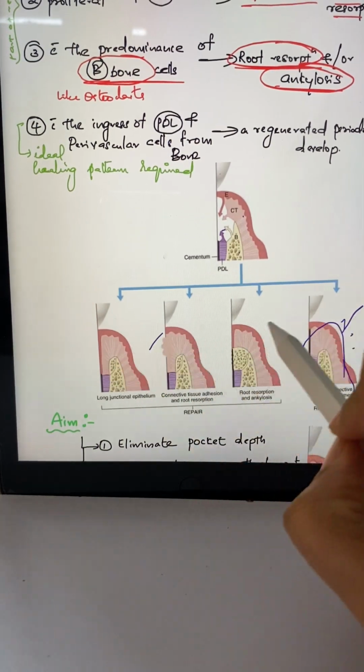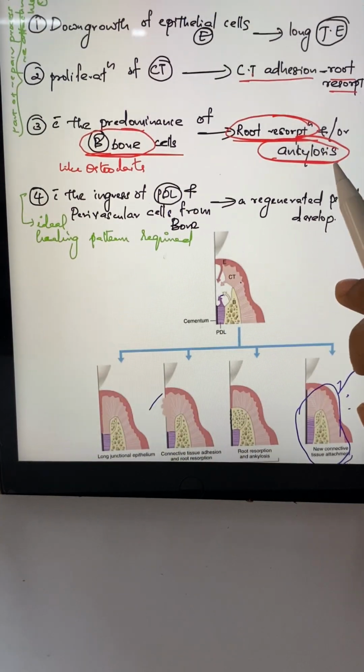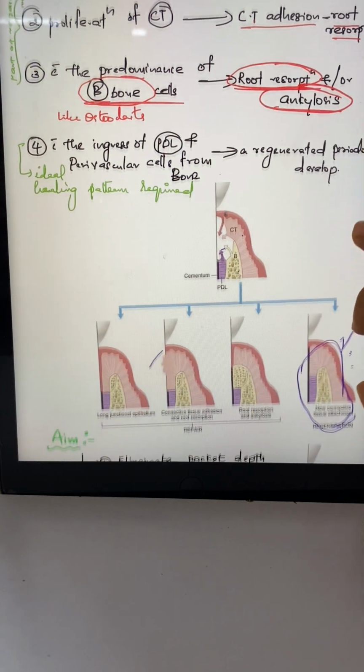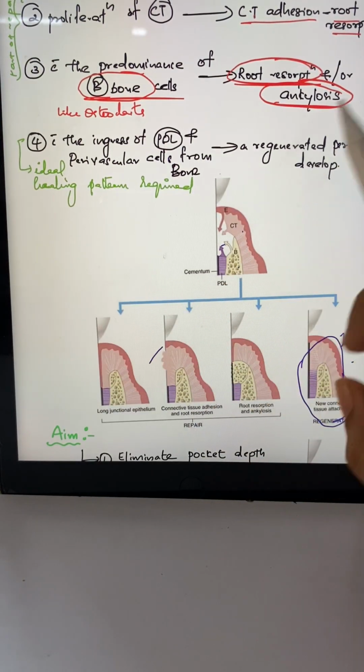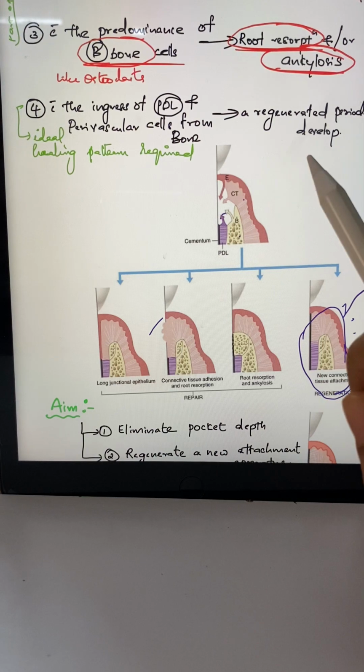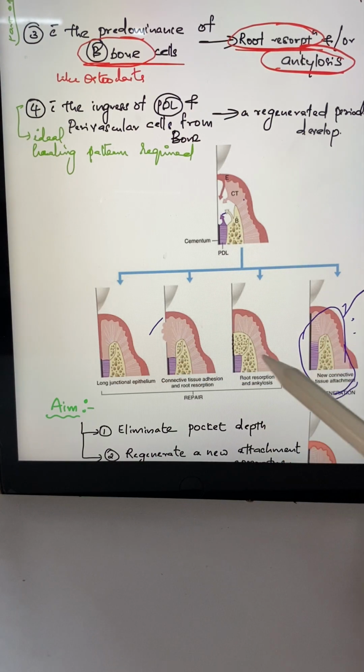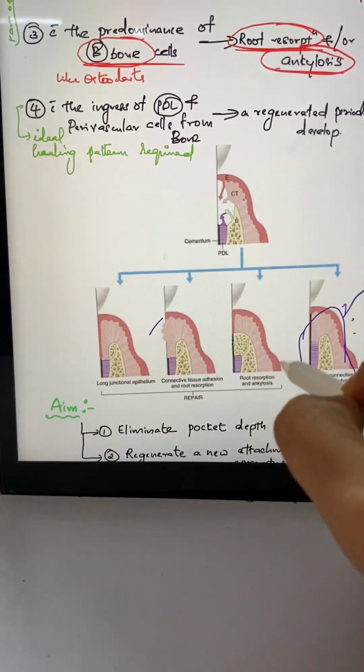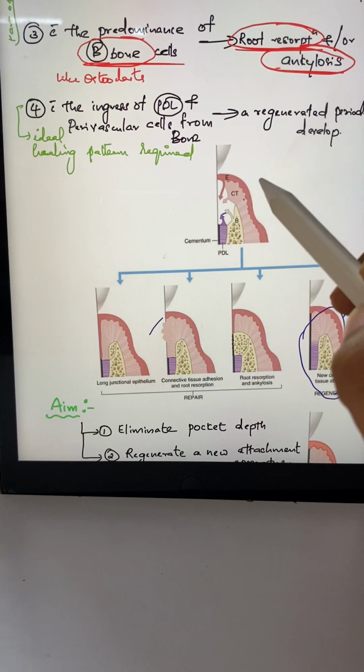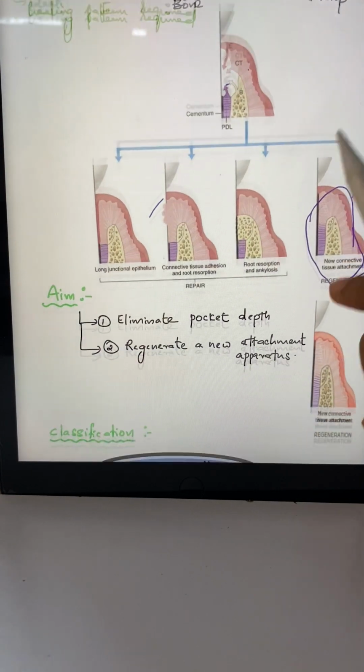But these three are just part of a repair process, and just the reattachment would occur here. See, nothing more regenerated, or there is no regeneration happening in these three processes. So this we need. To achieve this process, we need to block the incoming of these three cells. This is the aim of this regenerative therapy.